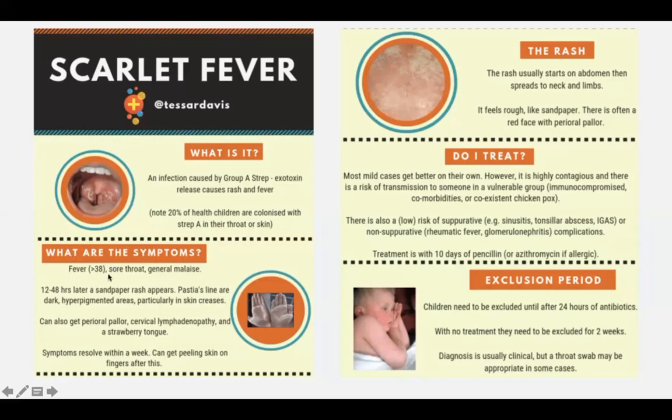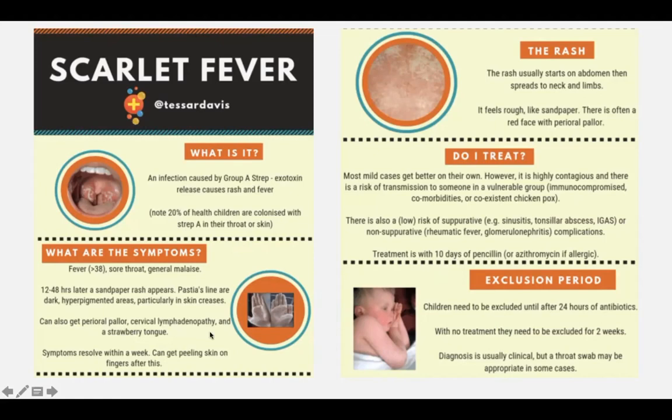What are the symptoms? We have fever, sore throat, general malaise. 12 to 48 hours later, we have a sandpaper-appearing rash, which is rough. Pastia lines are dark, hyperpigmented areas, particularly in the skin creases. There will be dark lines sometimes seen. You can also get perioral pallor. So the cheeks are red, but around the oral cavity, around the lips, they will be pale, making the cheeks more prominent and reddish, because the pale area makes the cheeks pronounced.